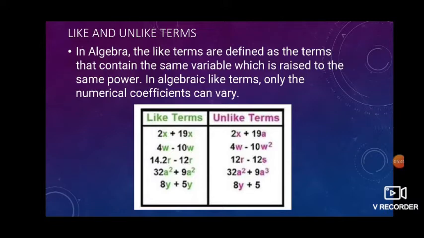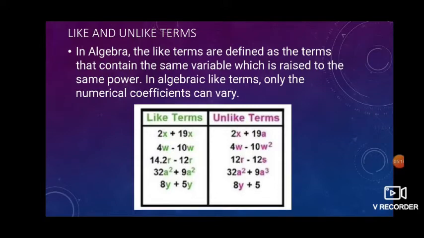One more example, see here the fourth one, 32a square plus 9a square. Here a and a are the same variables, and the powers, if you see, here also power 2, here also power 2. So a square, so we can take them as like terms. Now if we see the next example, 32a square plus 9a cube, here we can see that the variable is the same, a and a, but one term is raised to the power 2 and one term is raised to the power 3.